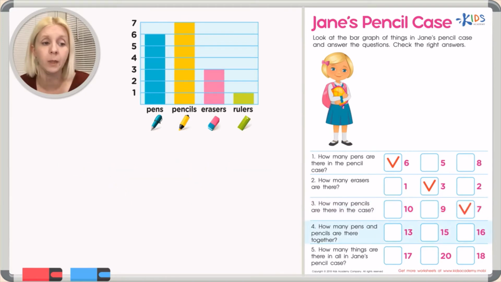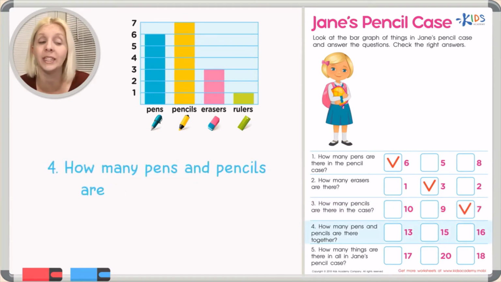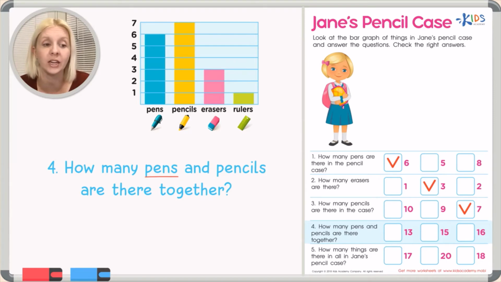Okay. How many pens and pencils are there together? Now this one's kind of tricky because we're looking for pens and we're looking for pencils. And when it says how many are there together, what does that mean that we need to do with those two numbers? Do we need to add them or subtract them? We need to add them, right? When you say how many are there together, the word together is kind of a clue word to let us know that we need to add.